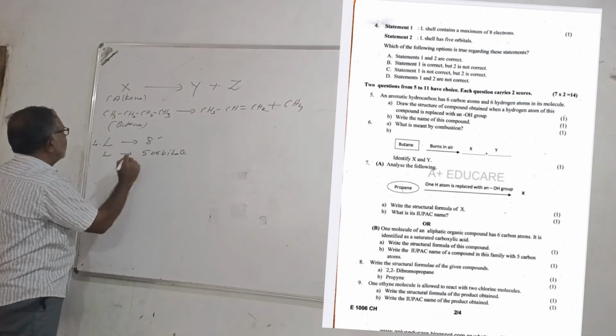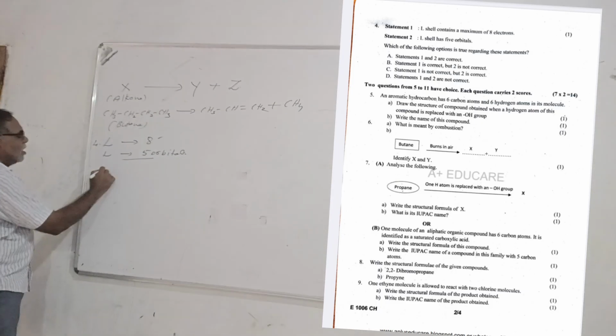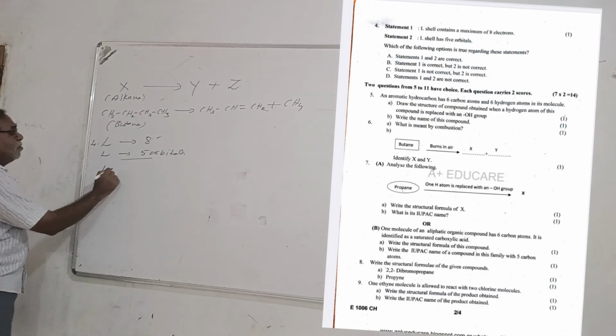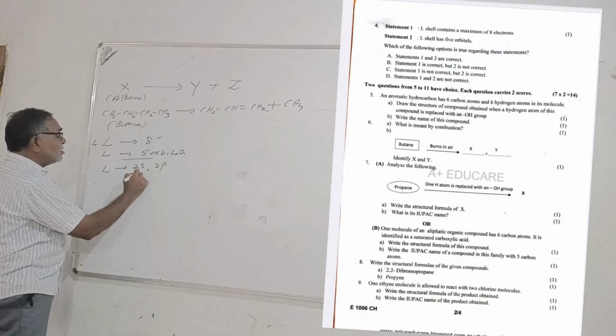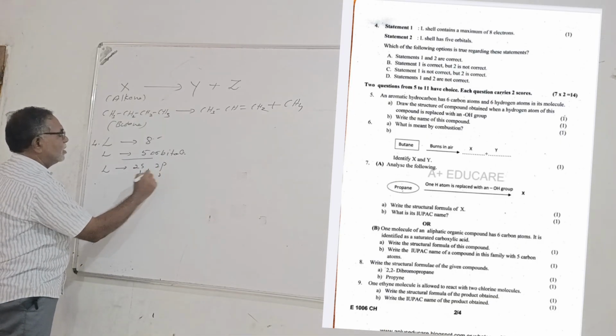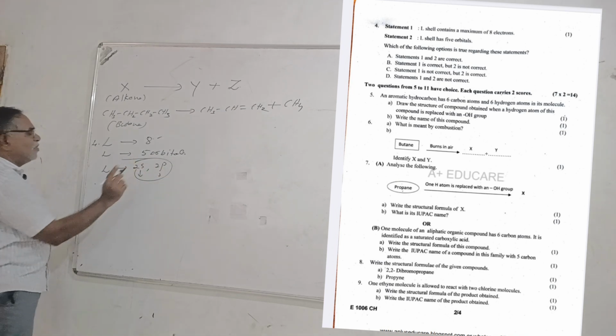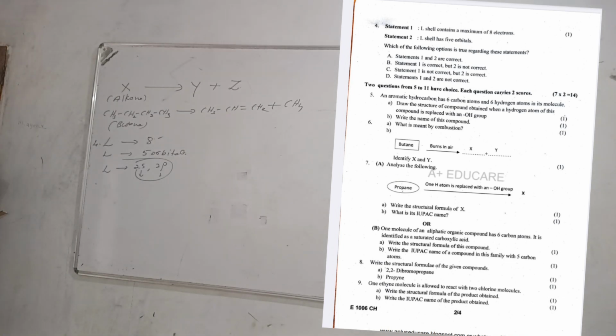Statement 1 is correct, but statement 2 is not correct, because the L shell cannot have 5 orbitals. The L shell has 2 subshells, 2s and 2p. S has only 1 orbital and P has 3 orbitals, so you get only 4 orbitals, not 5. So statement 1 is correct, but 2 is not correct. Statement 1 not correct but 2 correct is wrong. D, statements 1 and 2 both not correct, is wrong. So the correct option is the second: statement 1 is correct, but 2 is not correct.